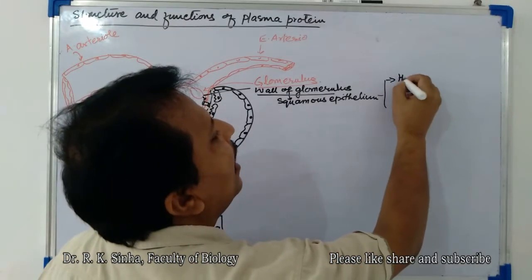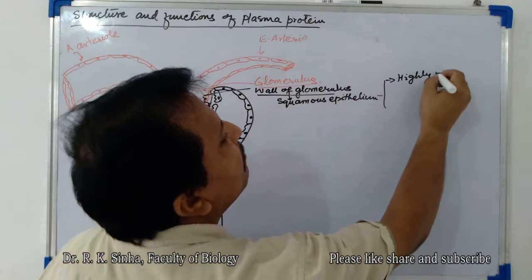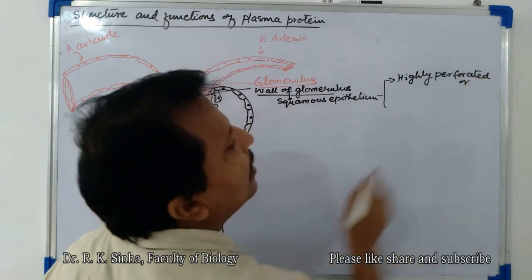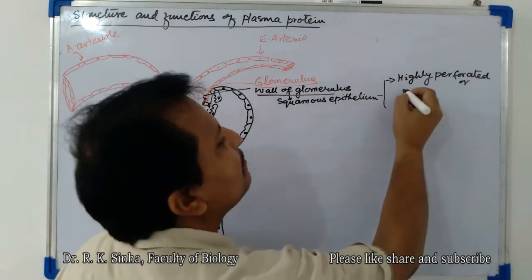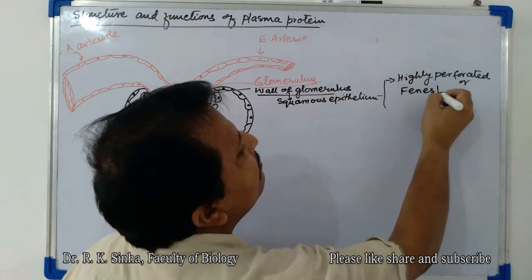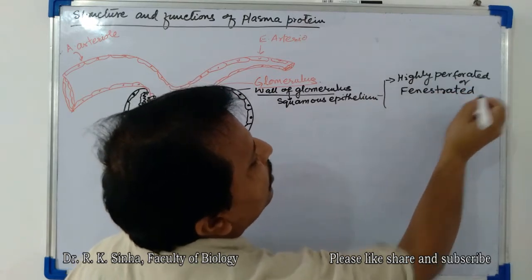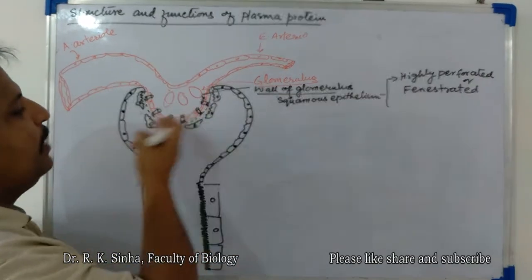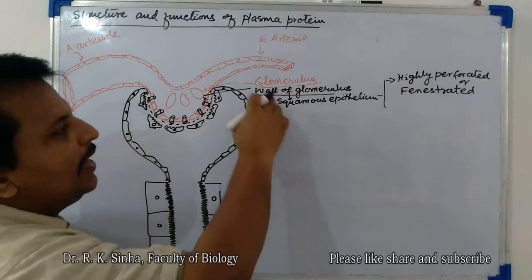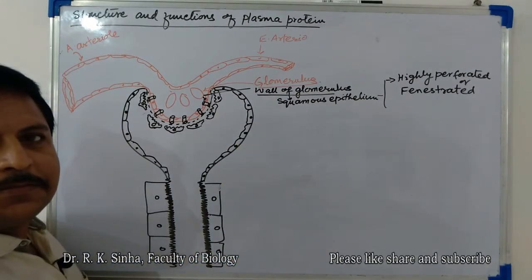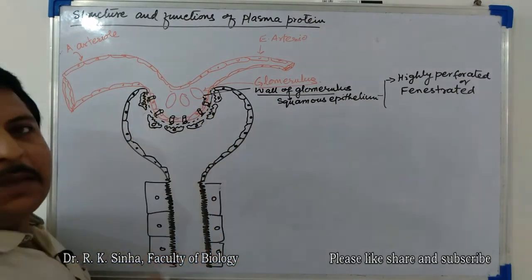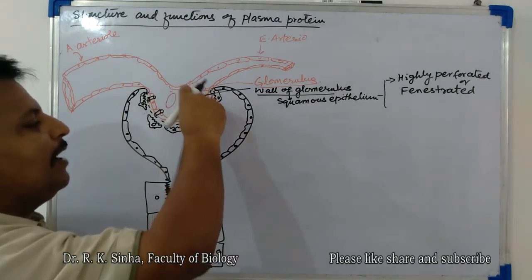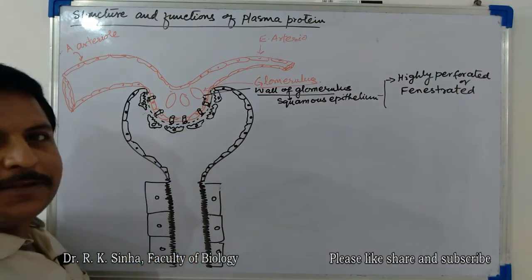It is highly perforated or highly fenestrated. Fenestration means pores. Thousands of pores will be here in the epithelium of this glomerulus, the epithelium of these blood capillaries, that will allow the filtrates to pass into the glomerulus.